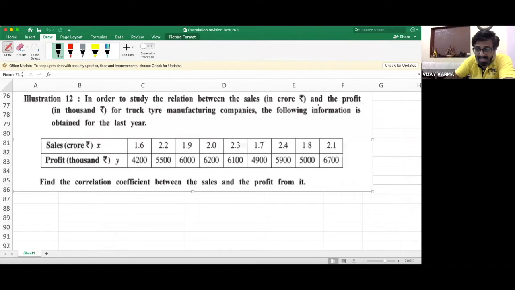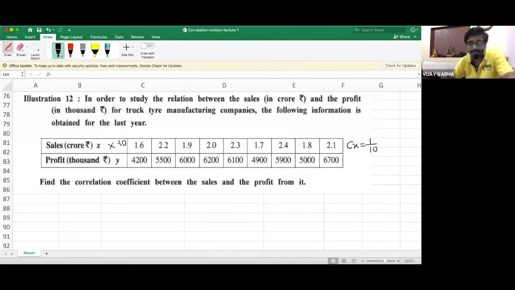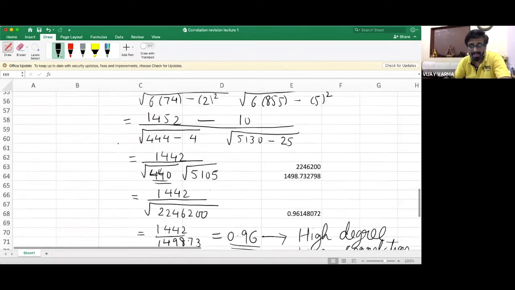So we discussed in the last lecture that if values are in decimals, then if it is in single decimal, you'll take Cx as 1 by 10. 1 by 10 means when you divide by 1 by 10, then all these values are actually going to get multiplied with 10. I showed it to you in the last lecture.